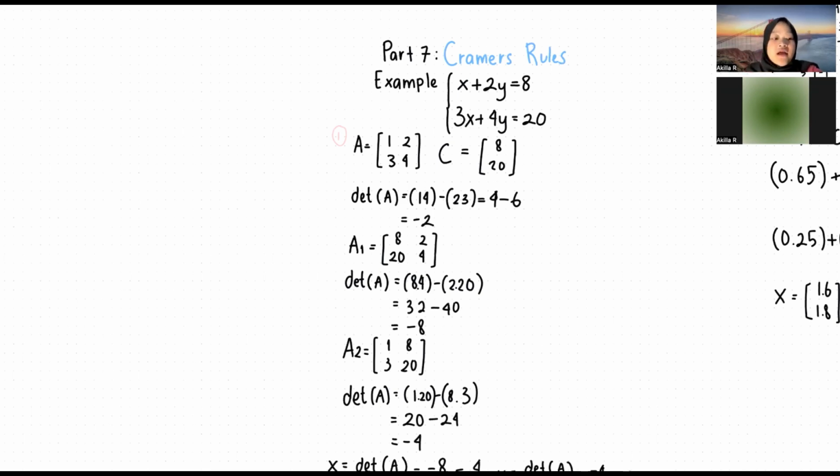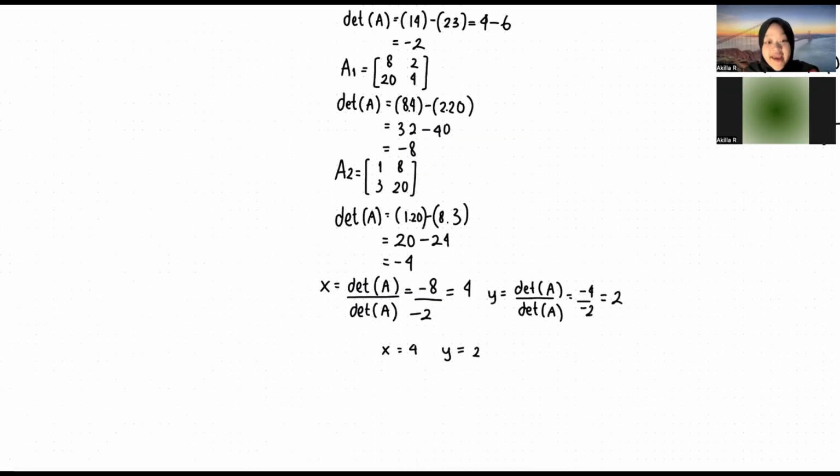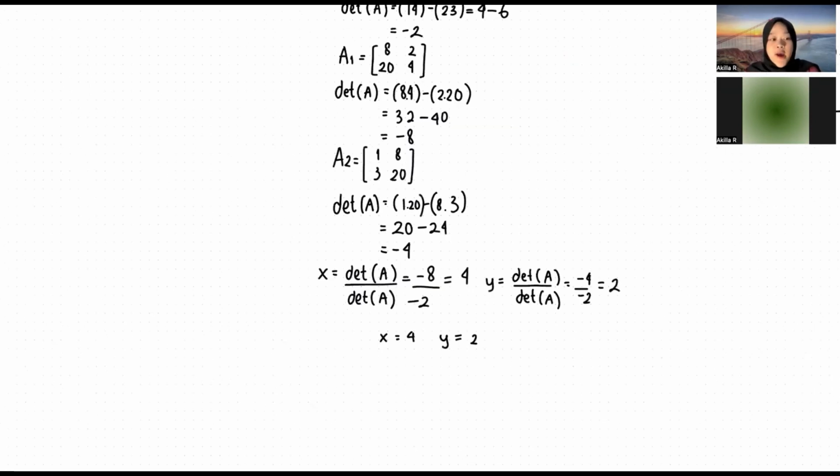Now we replace the second column with the constant. So matrix A2 becomes 1, 8, 3, 20. The determinant is 1 times 20 minus 8 times 3. That's 20 minus 24, which equals -4. So to find X, we divide negative 8 by negative 2. That gives us x equals 4. To find y, we divide negative 4 by negative 2. That gives us y equals 2. So the final result to the system is x equals 4 and y equals 2.